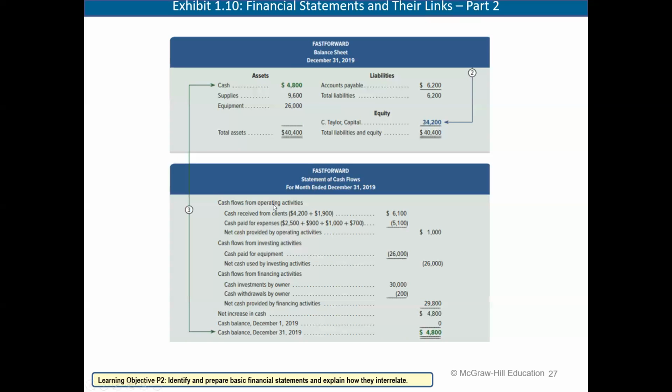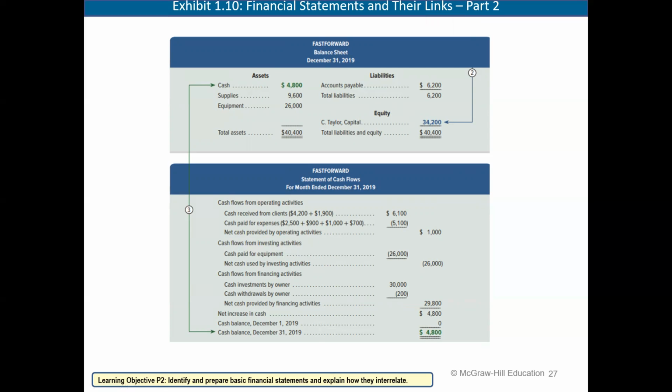So the operating activities are going to include cash received from our clients. You see that's different than revenue. In this case, it's the same as our revenue because we've received all the cash our clients owe us. But sometimes we could earn a certain amount of revenue, but not collect all of it yet. So here's our cash received from our clients minus cash paid for expenses. That's going to give us the net cash provided by operating activities. So we have $1,000 more at the end of December than we did at the beginning because of our operating activities.